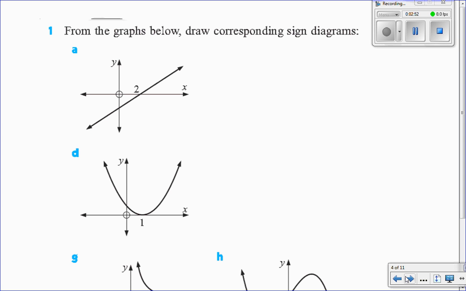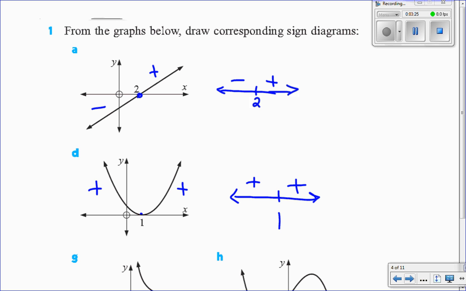Okay, so if we were to draw sign diagrams for these functions, we can see our 0 is at 2. So we draw our line at 2, and we know that the function's below the x-axis and then above the x-axis. So it's negative and then it's positive. Here, we've got our 0 at 1, and it's above the x-axis and then above the x-axis again.